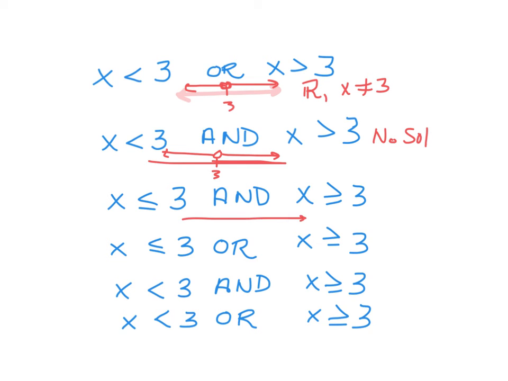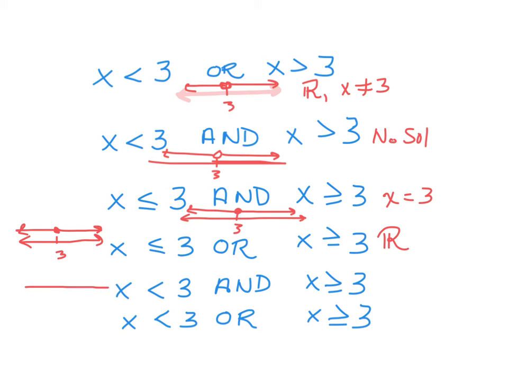Less than or equal to 3 and greater than or equal to 3. Well, let's see, less than or equal to 3 would go this way, and greater than or equal to 3 goes this way. The only number that's covered there with an overlap is the number 3. X equals 3 would be our only solution. X less than or equal to 3 or X is greater than or equal to 3. 3, closed circle, closed circle. That way the entire number line is covered. That would be all real numbers.